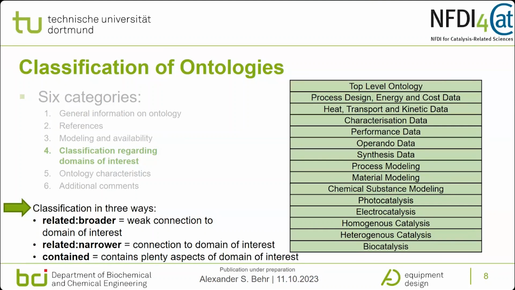So we then also classified the ontologies with regards to the subdomains of catalysis research. And we used basically 3 arguments for it. Either the ontology was related in a broader way, related in a narrower way, or enough concepts were contained in the ontology that we deemed that this subclass of catalysis research was modeled enough that we could say, okay, it's contained in there. And if no concept at all was present in the respective ontology, then we also noted that the respective concept is missing in the ontology.